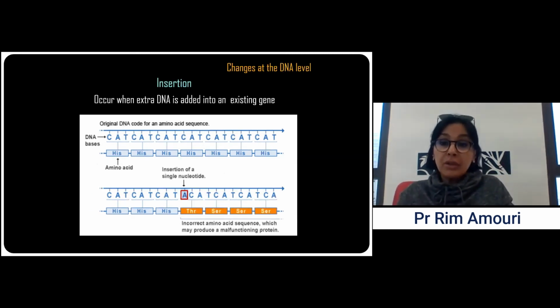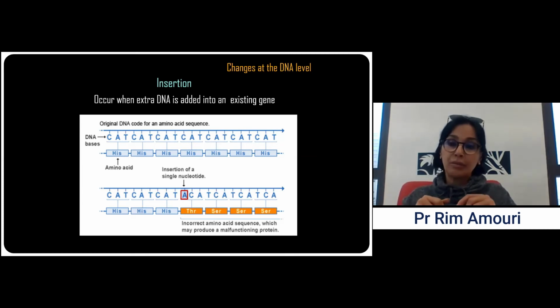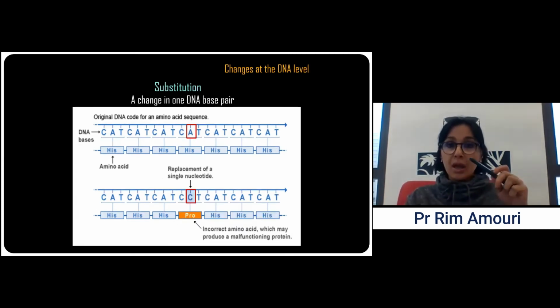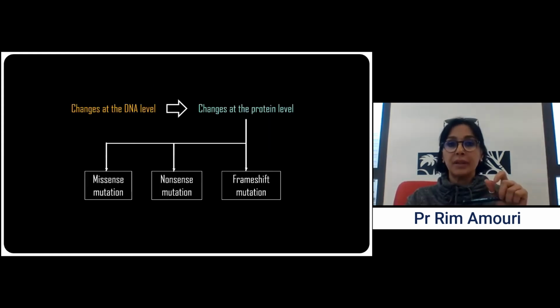An insertion changes the number of DNA bases in the gene by adding an extra piece of DNA into the existing gene. And as a result, the protein made by the gene may not function properly. A substitution is a change in one DNA base pair that may result in the substitution of one amino acid for another in the protein.